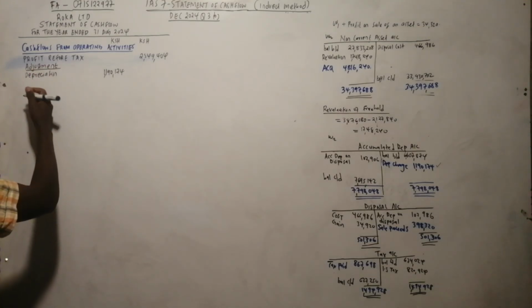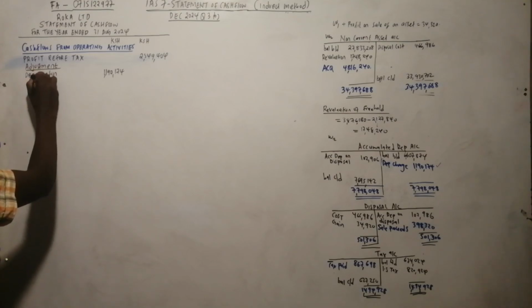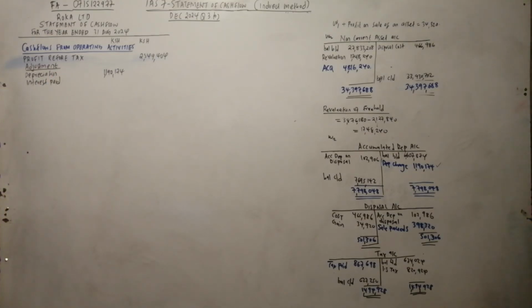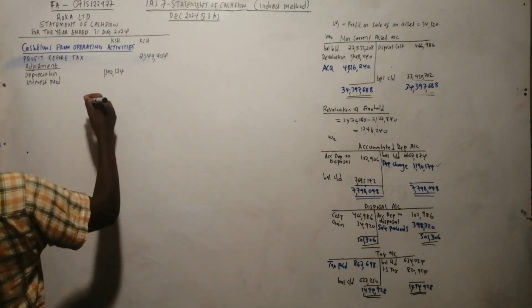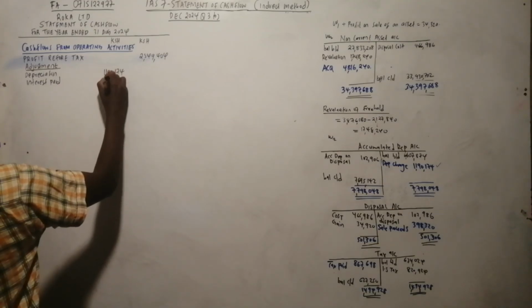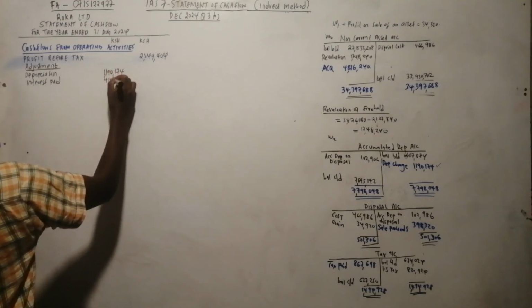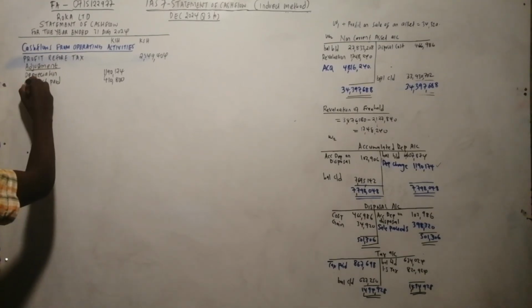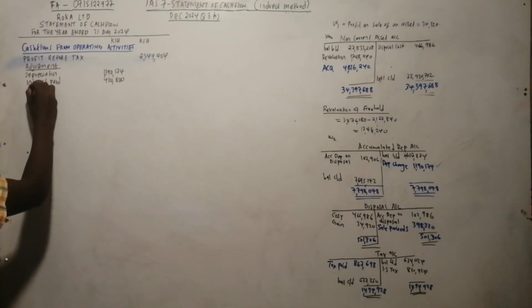So we say interest paid. Now remember, interest was deducted. So what do we do? We add it back, which is 10,800. We have another item there, investment income. Up there, investment income is also considered a non-cash item.